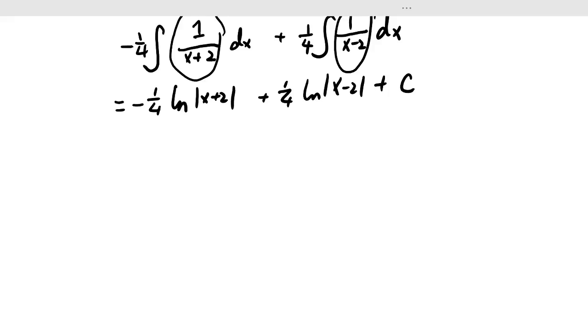Now we're going to work on the second method. The second method is we look at a times x minus 2 plus b times x plus 2 equals to 1. I don't know what a and b is. That's what we're looking for. What we're gonna do is we're gonna open the parentheses.